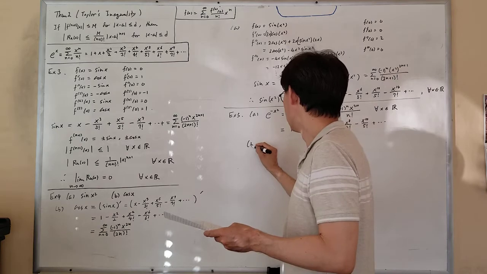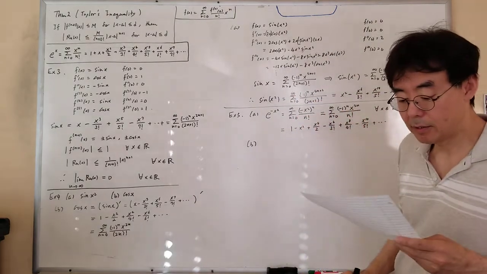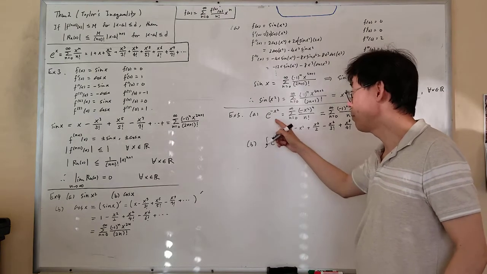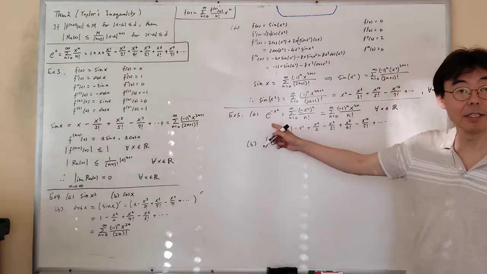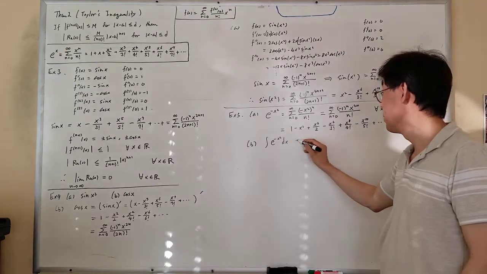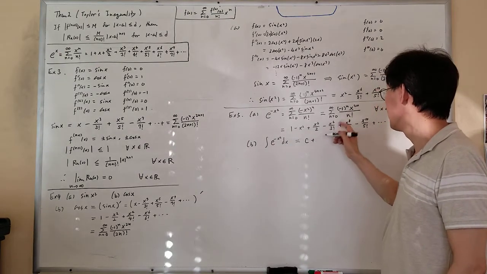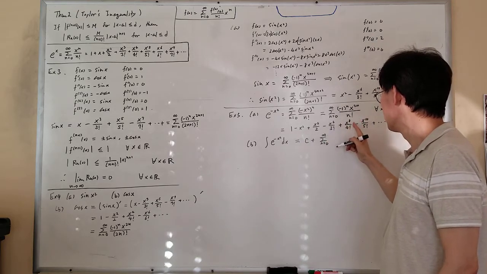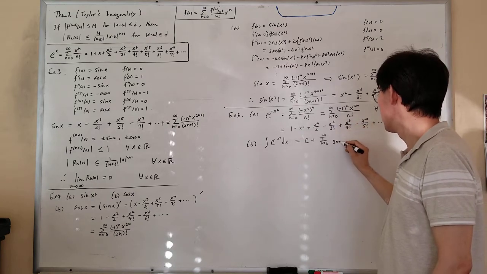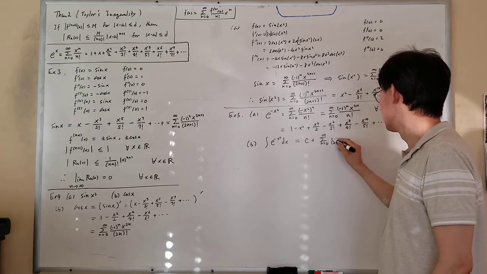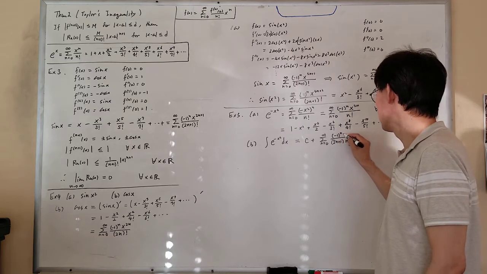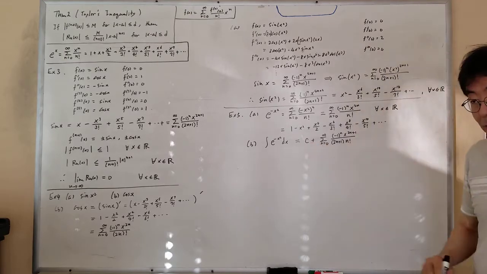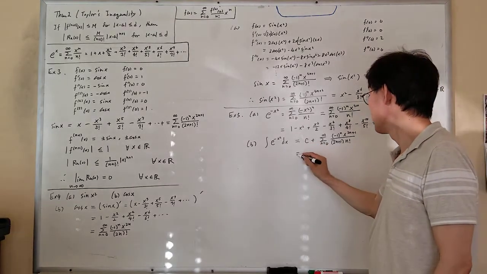B. Evaluate the indefinite integral. When you have a power series representation, the indefinite integral can be obtained by term by term integration. Right? Integrate this one. We need 2n plus 1 here: minus 1 to the nth, x to the 2n plus 1, term by term, plus an arbitrary constant.